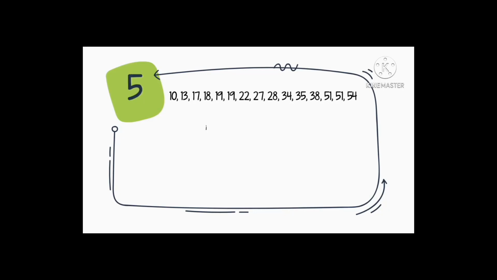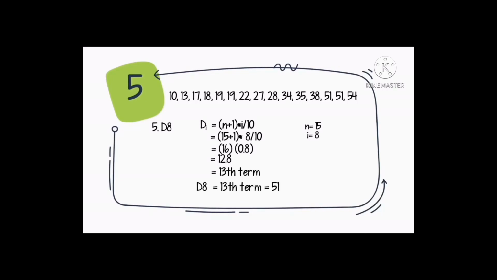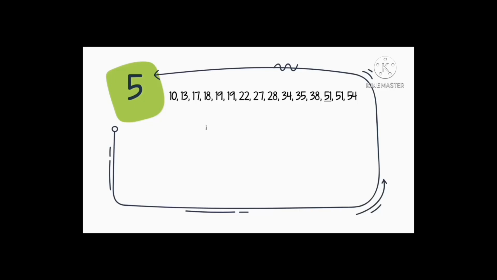The fifth one is finding the 8th decile in the set of scores. The formula in getting the decile is D sub i equals (n plus 1) times i over 10. Substitute the value of i equals 8. Since we are looking for the 8th decile, 8 over 10 is equal to 0.8. 15 plus 1 is equal to 16. 0.8 times 16 is equal to 12.8. Then round off, the answer will be 13. The 13th term or score in our set of scores is 51. So 51 is the 8th decile.